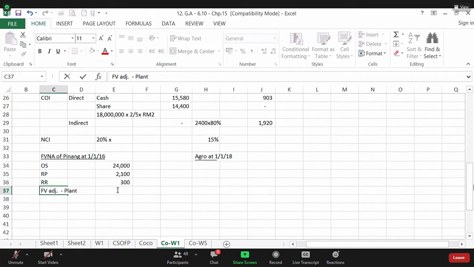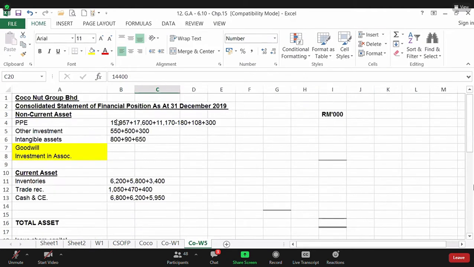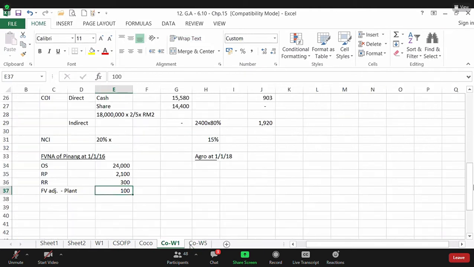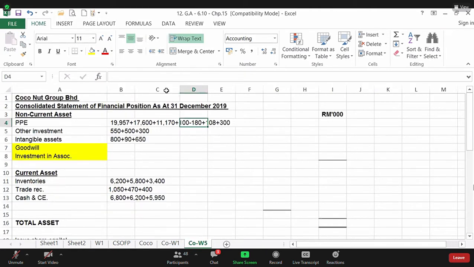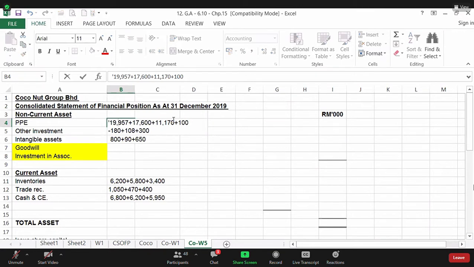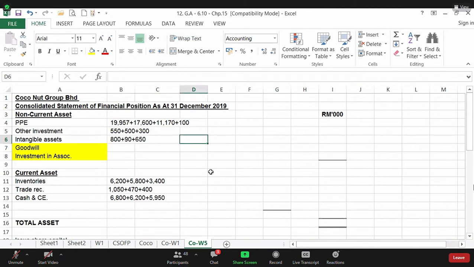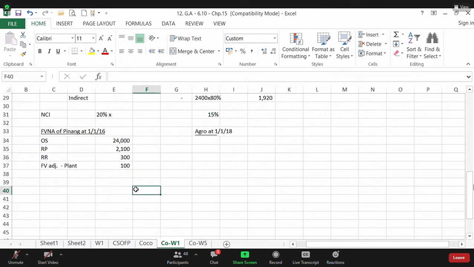You increase about 100, so you need to plus under PPE about 100,000. Is it okay? Okay, 100,000. Okay, I think we don't have any adjustment anymore related to the Penang, but be careful.